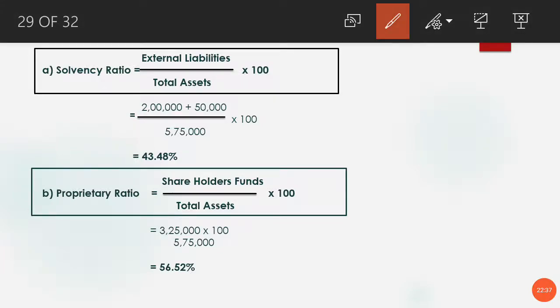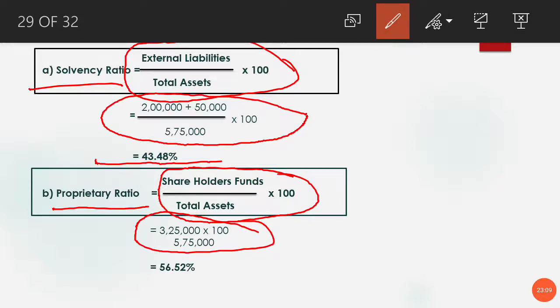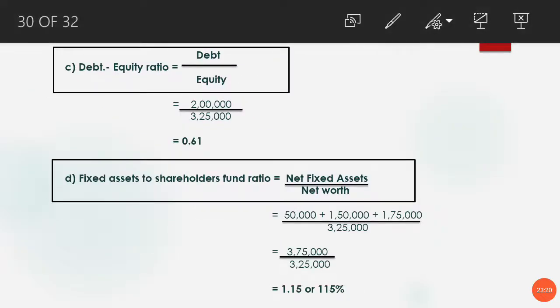Solution. A. Solvency ratio is equal to external liabilities divided by total assets into 100, is equal to 2 lakh plus 50,000 divided by 5,75,000 into 100, is equal to 43.48%. B. Proprietary ratio is equal to shareholders' fund divided by total assets into 100, is equal to 3,25,000 into 100 divided by 5,75,000, is equal to 56.52%.